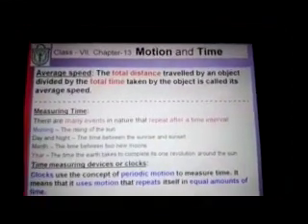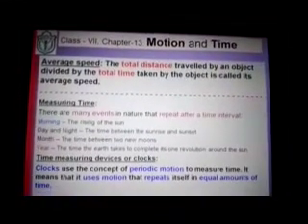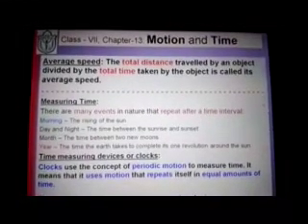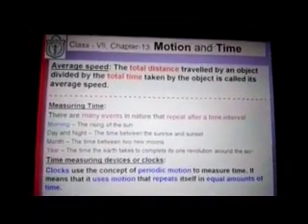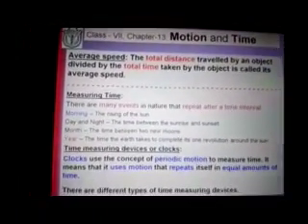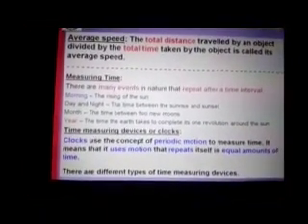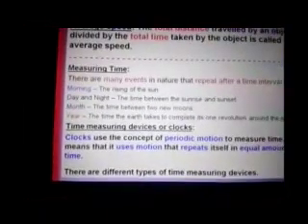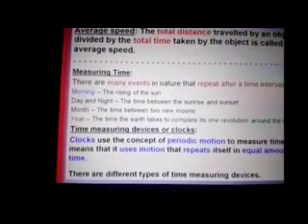Now, average speed. Average speed means the total distance travelled by an object divided by the total time taken by the object is called its average speed. We know that time can be measured in a year by taking a complete revolution of the earth around the sun. Whereas the month, we calculate as the time between two new moons.